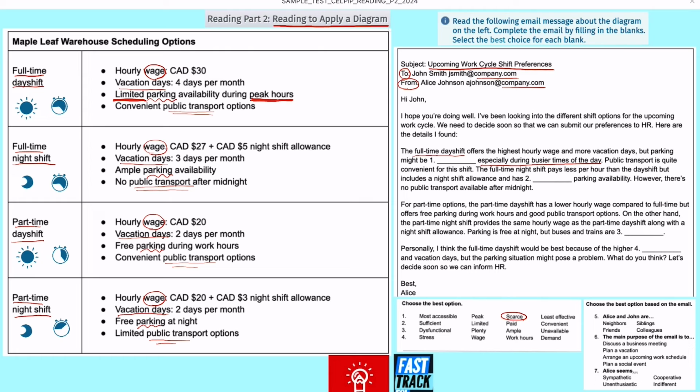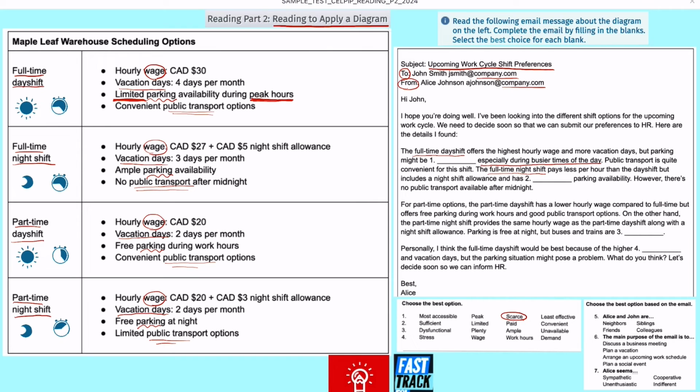Public transport is quite convenient for this shift. The full-time night shift pays less than the day shift, but includes a night shift allowance and has blank parking. Okay, so which of the items are we looking at right now? Full-time night shift. So we're going to focus on that. It pays less than the day shift. That's true. The day shift pays $30. This pays $27 plus a $5 night shift allowance.